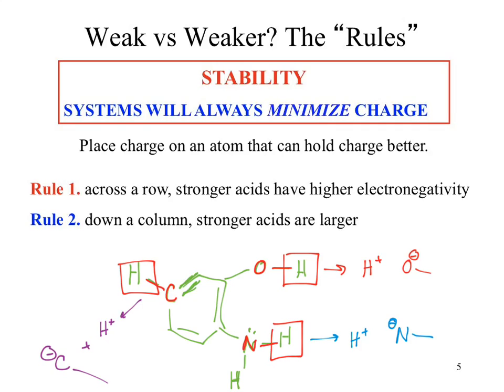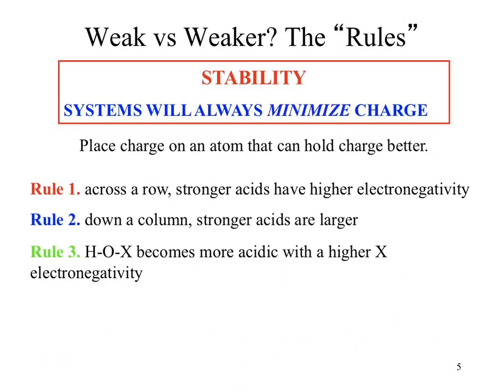Okay, so the next big rule that the textbook thinks is important to memorize: HOX becomes more acidic with a higher X electronegativity. Let's look at an example here. What we're saying is if we take HOCl, chlorine, versus HOI. That's pretty boring. Let's go to iodine.